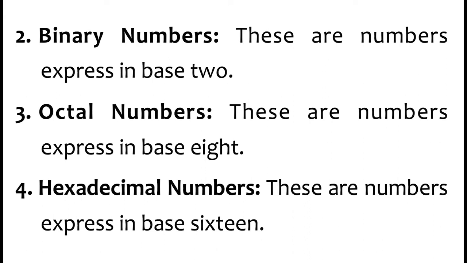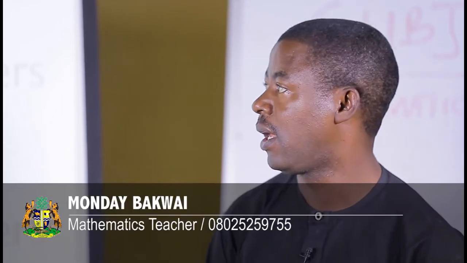Then we have octal numbers. Numbers expressed in base 8 are called octal numbers. Then we equally have hexadecimal numbers. Hexadecimal numbers are numbers expressed in base 16. Now we can equally have base 3 numbers, base 4 numbers, base 5 numbers, and so on and so forth. But for the meantime, we concentrate on these types of number bases.